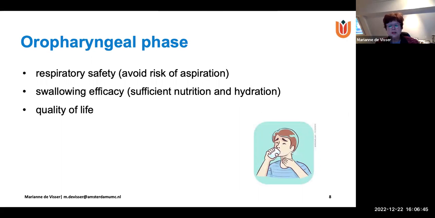During the oropharyngeal phase, respiratory safety has to be safeguarded in order to avoid the risk of aspiration and consequently the risk of an aspiration pneumonia. Swallowing needs to be efficacious for sufficient nutrition and hydration. And finally, we need to take into account that quality of life is dependent on these two tasks.